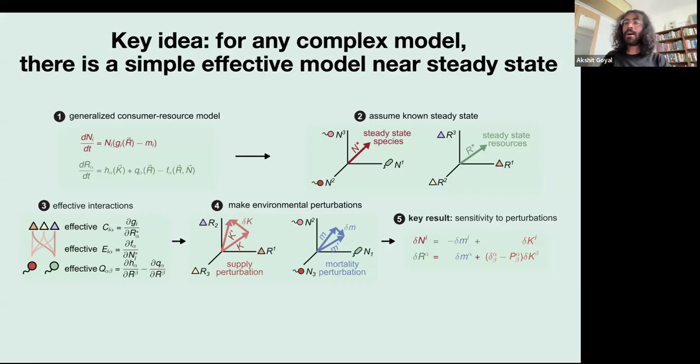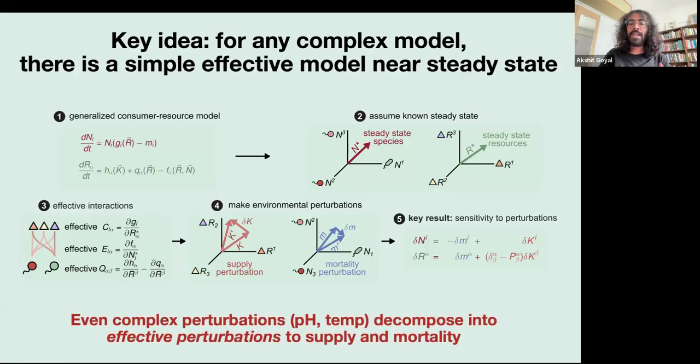Right? So this idea of linear response should just work for any of these models as long as you know what these G's and F's are. But again, I only pointed out to you that they work if you change the supply or you change the mortality. And the idea here is that we found out that even complex perturbations, for instance, changes to pH, changes to temperature, mathematically can be decomposed into effective perturbations to a supply and mortality.